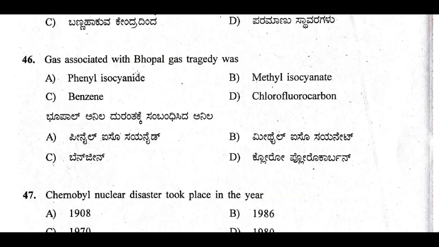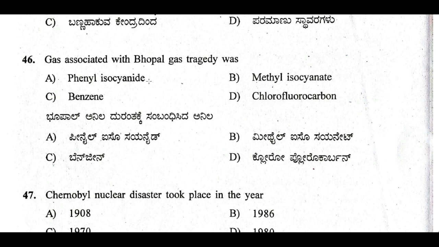Question number 46, the gas associated with the Bhopal gas tragedy was? Option A, phenyl isocyanide, or methyl isocyanate, or option C, benzene, or D, chlorofluorocarbon.